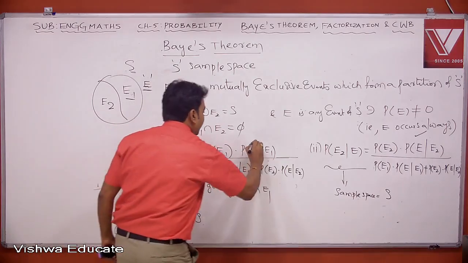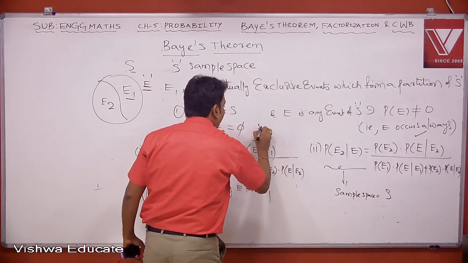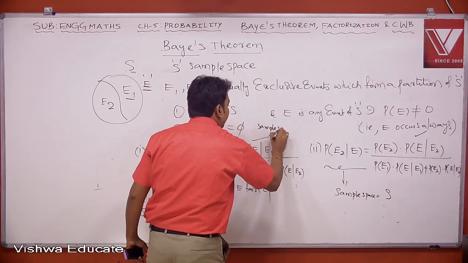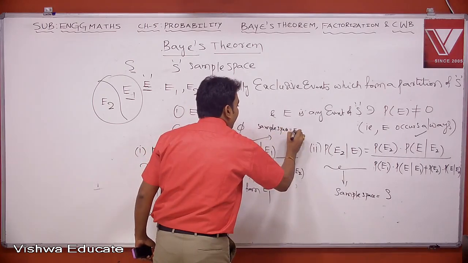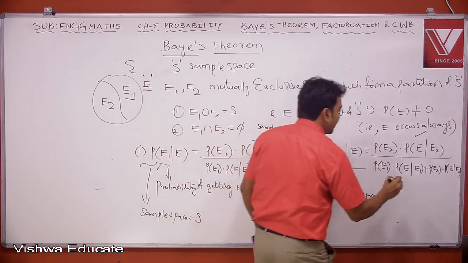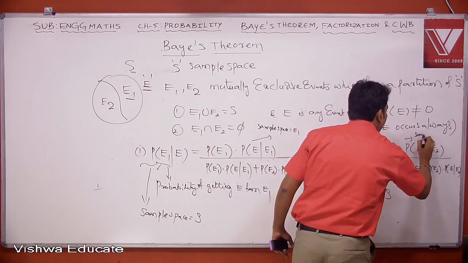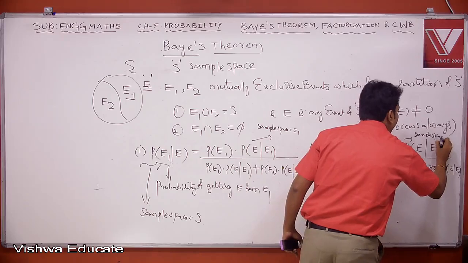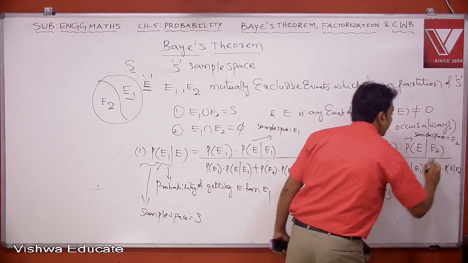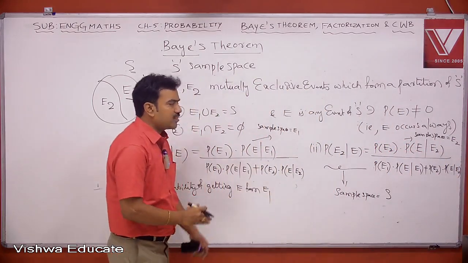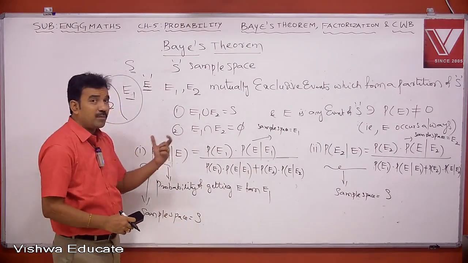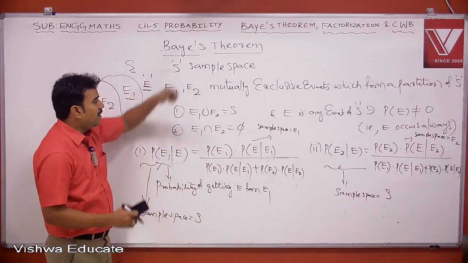But in this case, the sample space is E1. And at this place, the sample space is E2. I hope you understand all these points. We can even go through examples also. This is very powerful. Note these points.